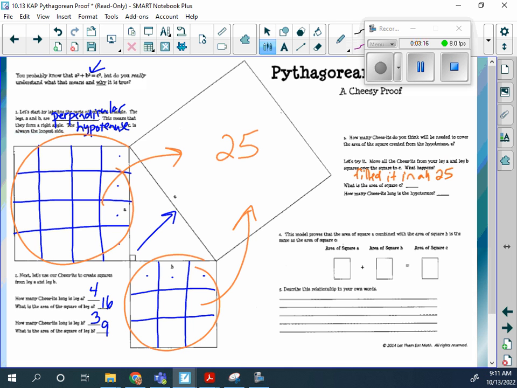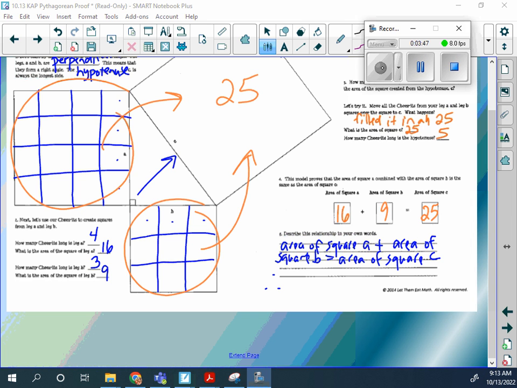Okay? What is the area of square C? 25. How many Cheez-Its long is the hypotenuse? 5. Right? And then it says, this model proves that the area of square A combined with the area of square B is the same as the area of square C. So A was 16, B was 9, and then C was 25. So now, describe that relationship in your own words. That's where that theorem comes from, that a squared plus b squared equals c squared.